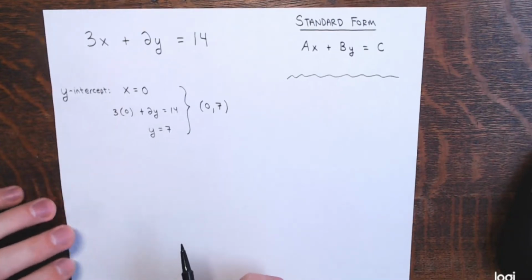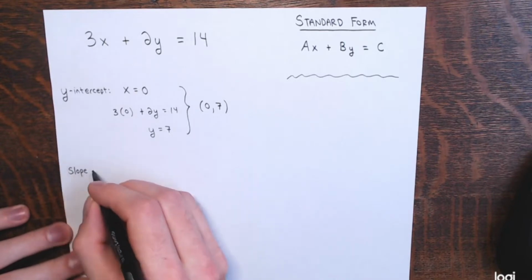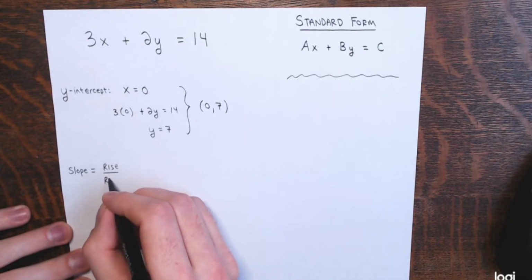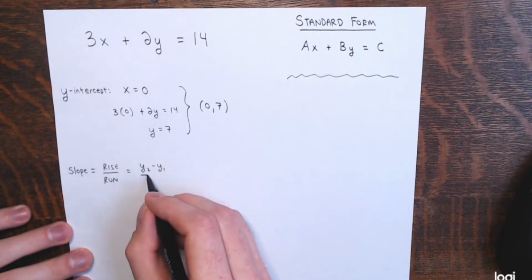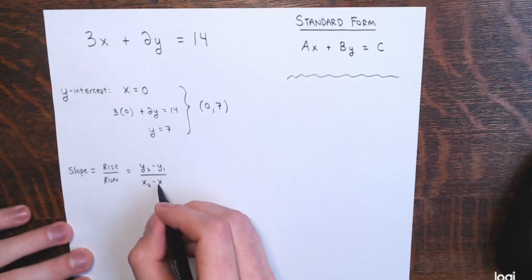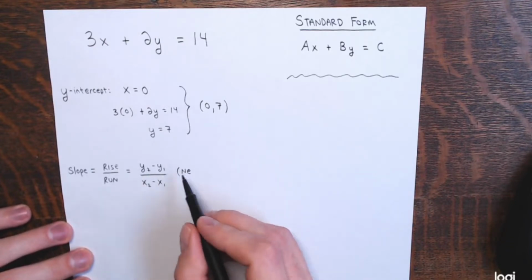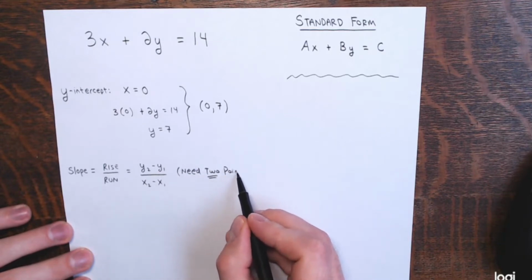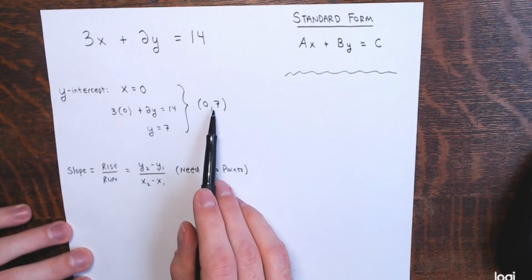Alright, then they ask us to find the slope. Now remember, slope is rise over run. There was that slope formula we saw in section 4.4. It was the change in y coordinates of 2 points divided by the change in x coordinates for 2 points. But remember, to use this slope formula to calculate the slope, I need 2 points on the line. Well, I already have one of them. I have the y-intercept, 0, 7.